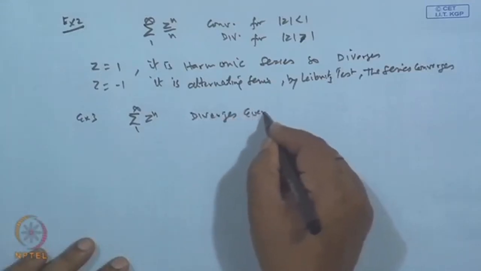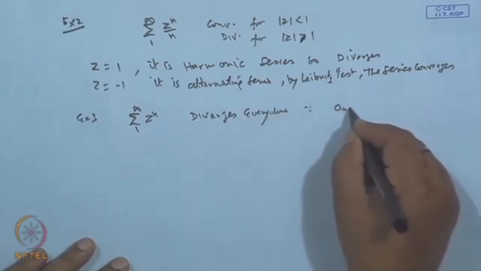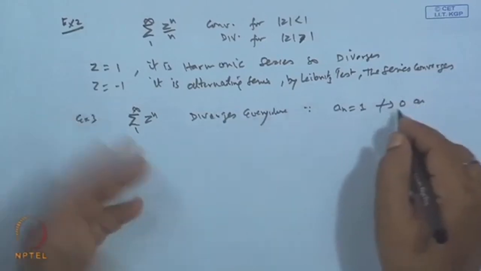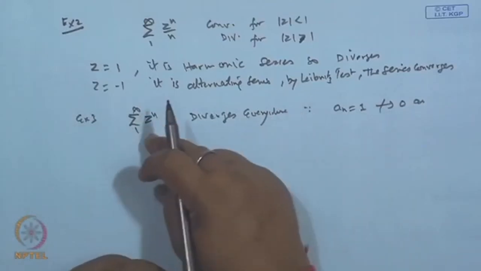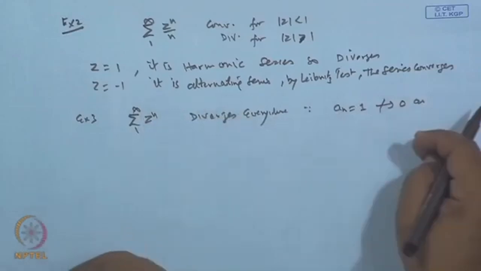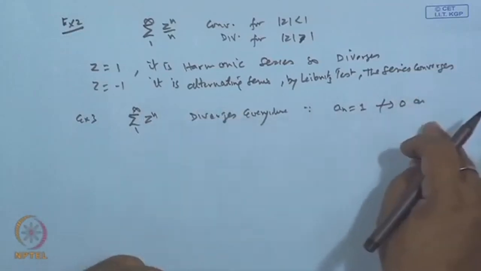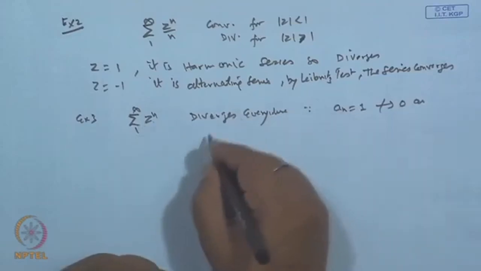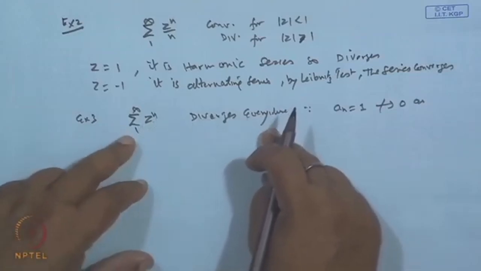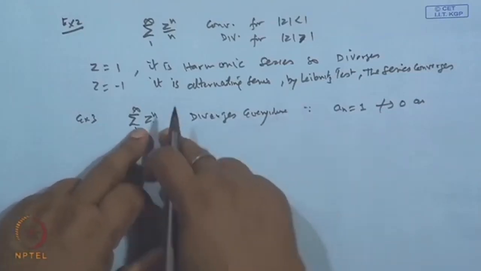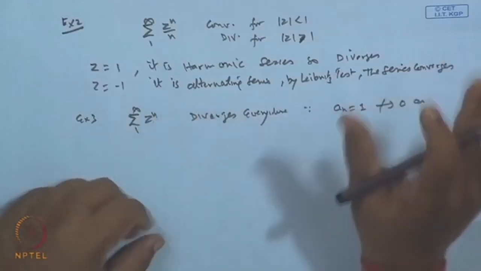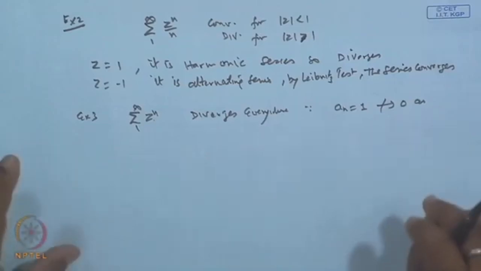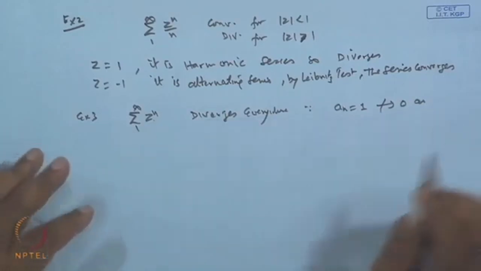Why? Because what is the coefficient a_n? a_n is 1 and that does not go to 0 as n tends to infinity. It is a non-zero term, and for a series to converge, the nth term must go to 0. Here it does not. So when you take the modulus, z equal to 1 will diverge, and z equal to minus 1 or whatever, mod z will always be 1. So it will diverge everywhere in the complex plane, because this follows from the real case: a series whose nth term does not go to 0 diverges.